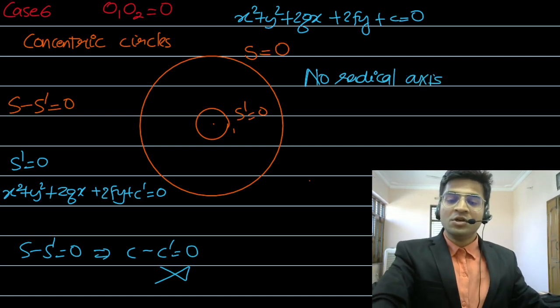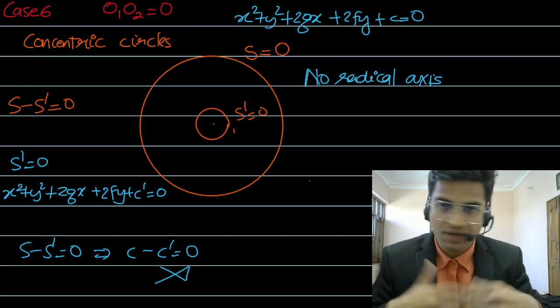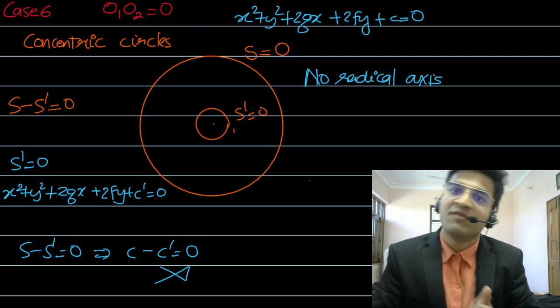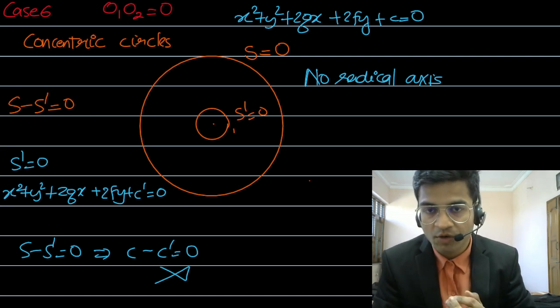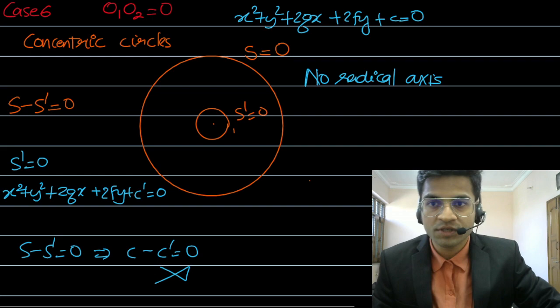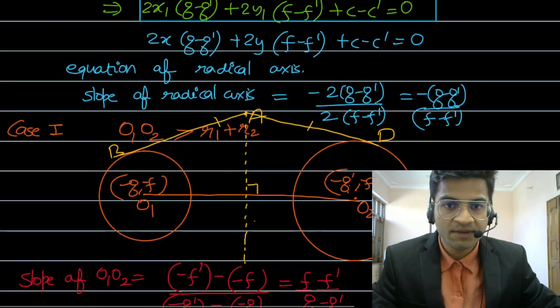Fine. So these were six different cases for the radical axis, and we have understood the significance of S minus S dash equal to 0. I hope this video was clear to everyone. If there is any doubt regarding this, please do ask.